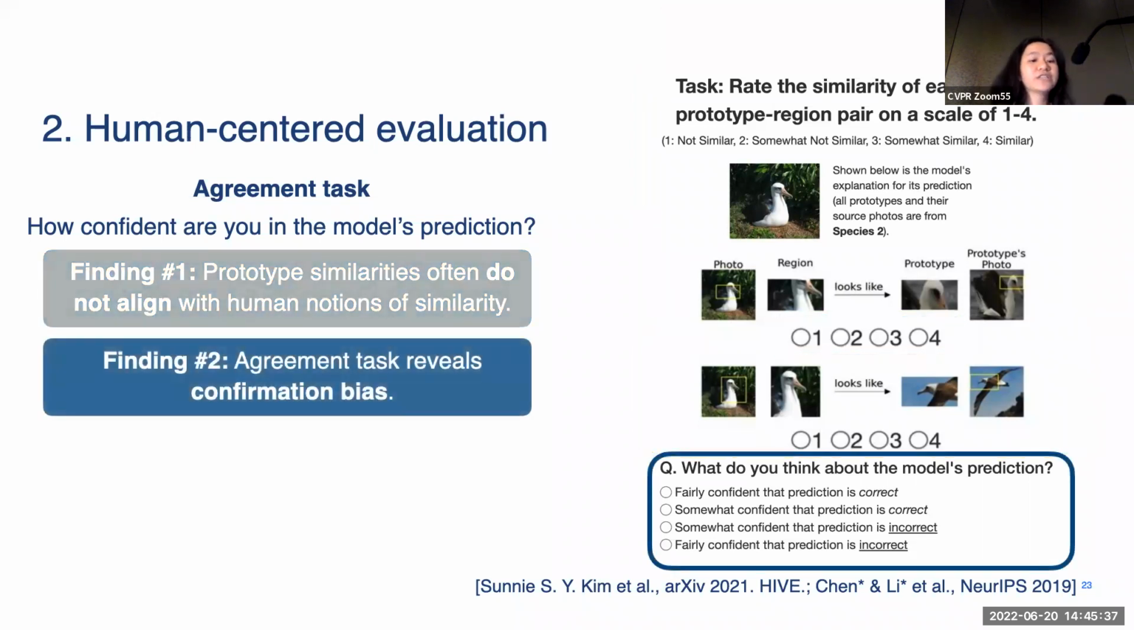Our second finding is that the agreement task reveals confirmation bias. When we analyzed participants' responses to the agreement task, boxed in blue, we found that more than 50% responded that they were either fairly or somewhat confident that a prediction was correct. That is, they checked the top two answers. And this held true even when incorrect predictions were shown.